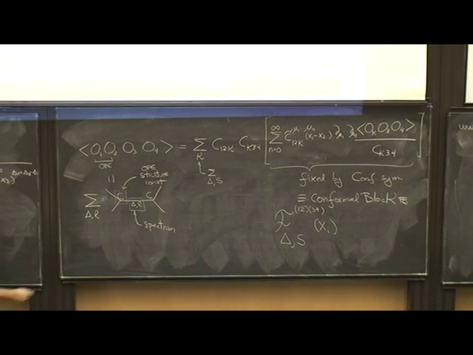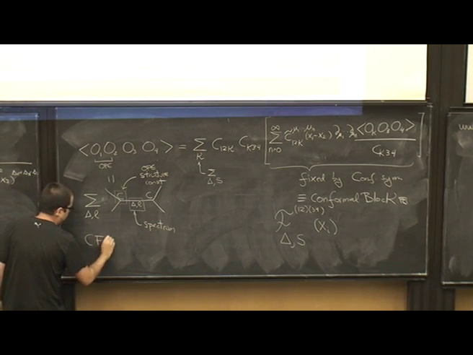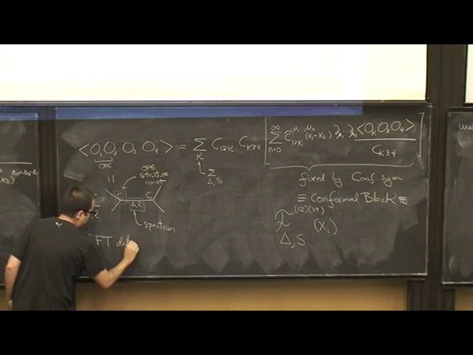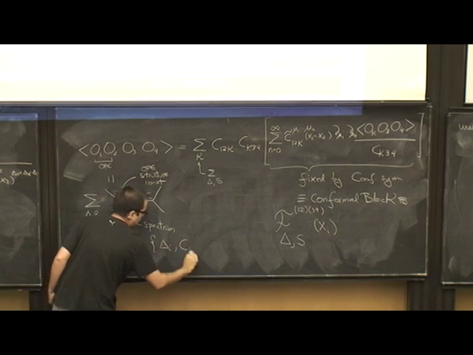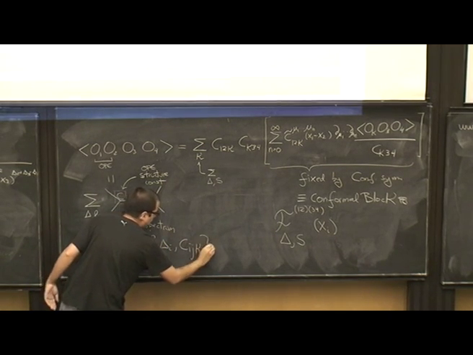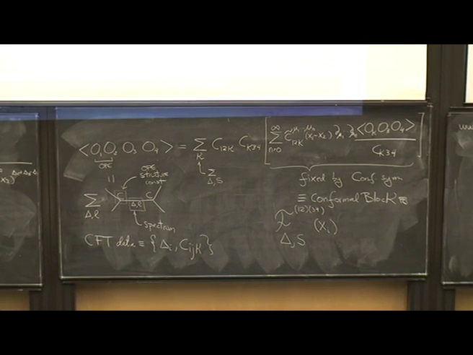And together they form what is called the CFT data. And if you know this CFT data, as we see very explicitly, you can build correlation functions by using the OPE, and by summing over all your primaries of the theory. Okay?